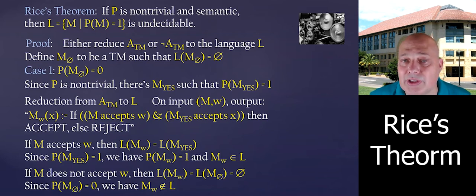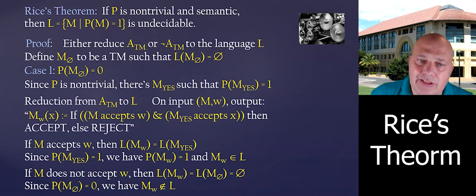And since the property doesn't hold for M naught, then it also doesn't hold for M_W, and M_W is not in L. This is a reduction from A_TM to L, and the reduction itself is efficient. It's easy to create this machine M subscript W. So that's one case, the case that the property holds for M naught. In this case, we get that something is not decidable.